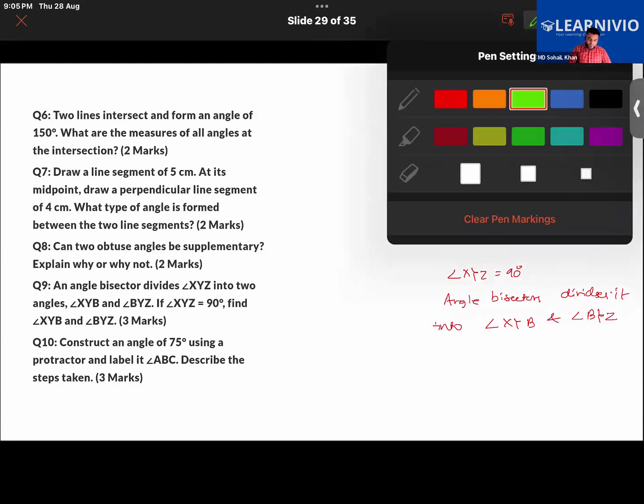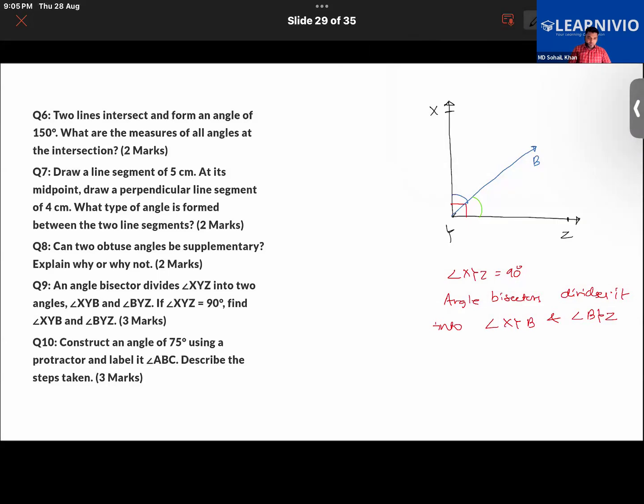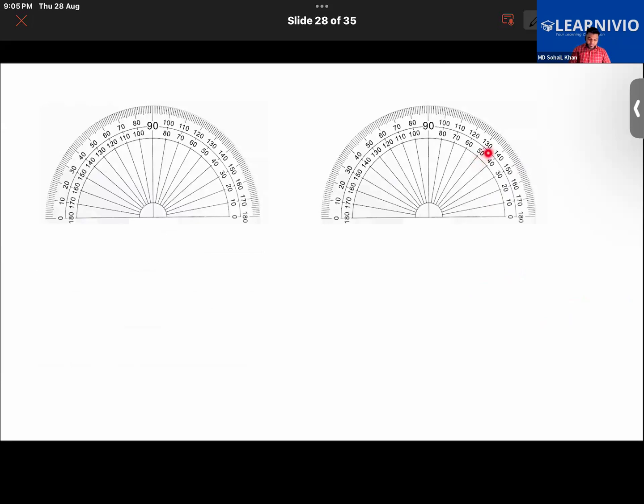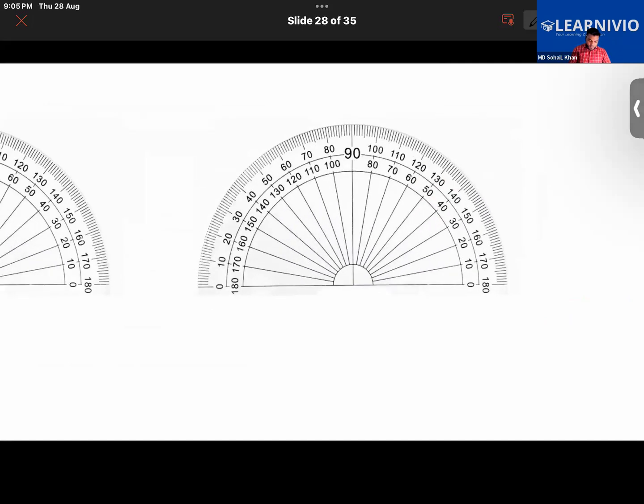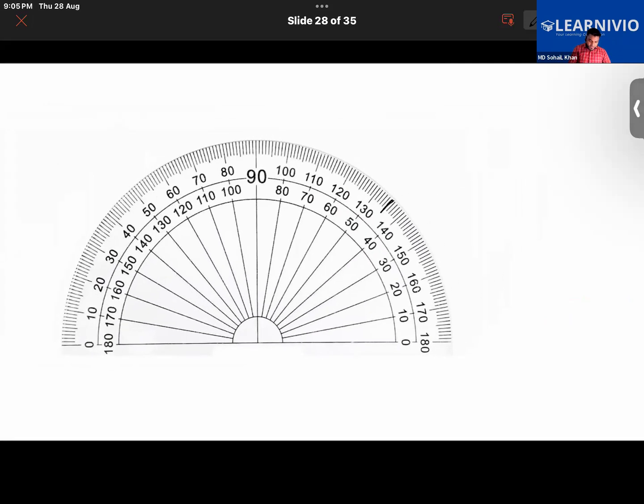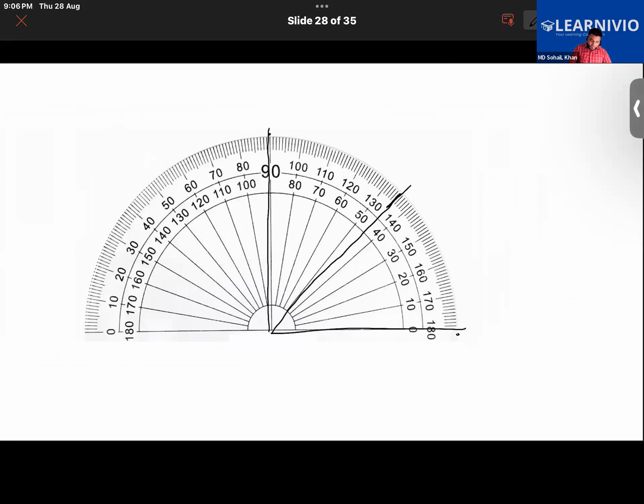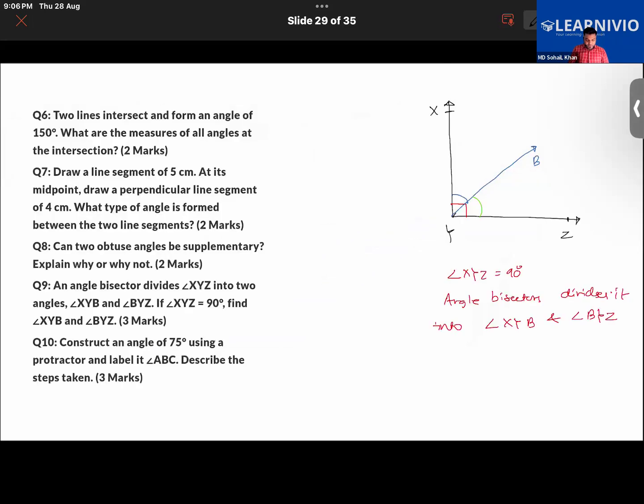Can you guys do the construction? All of you have a protractor. First of all, draw an angle measuring 90 degrees. Then on the protractor, find where 45 degrees is lying. You will find it between 40 and 50, on a small line bigger than the smaller ones which measure millimeters. So first construct the right angle, then draw the angle bisector and name it according to the question. Everyone do it fast.